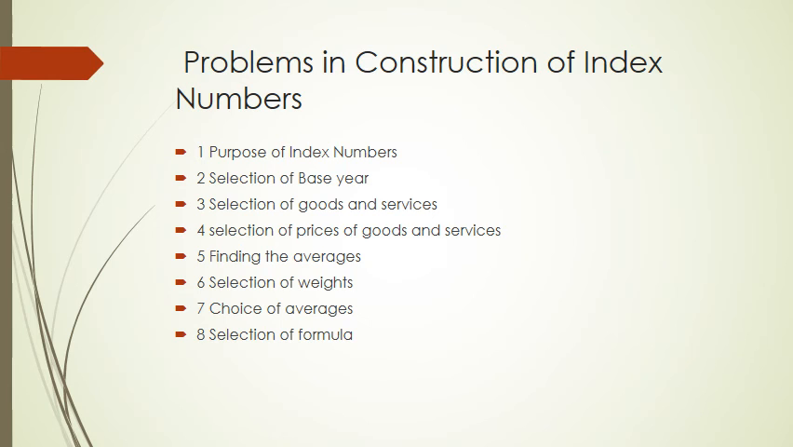Then choice of averages. There are various kinds of averages: geometric average, arithmetic average, and different kinds of averages may give different index numbers of a given change in prices. So they have to be selected accordingly. Selection of formula. Again, there are various formulas for calculating index number. Maybe Fisher's method, maybe Paasche. So it also depends upon the purpose of study.